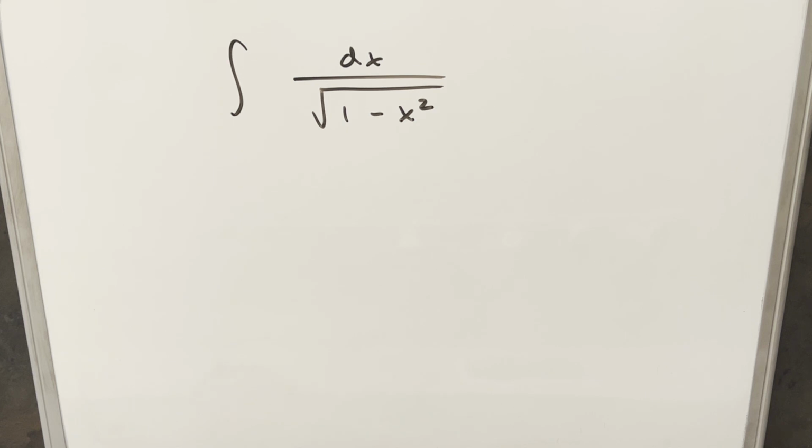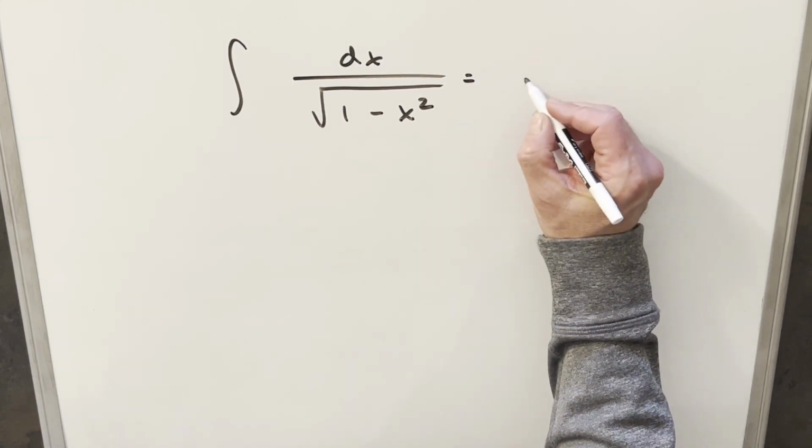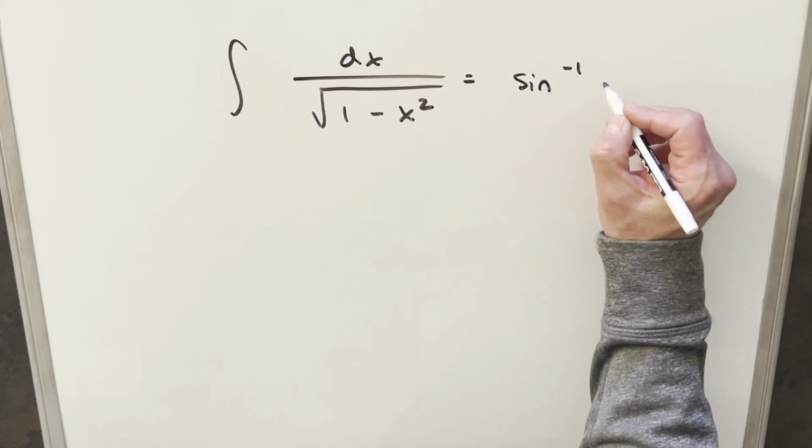Okay, we have here a well-known integral on the board. We've got 1 over square root of 1 minus x squared dx. Now like I said, this is a well-known integral, and there's just a formula. You could just remember that the value of this integral is just going to be arc sine of x.